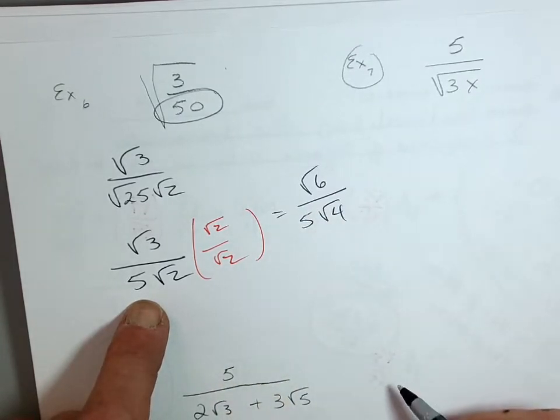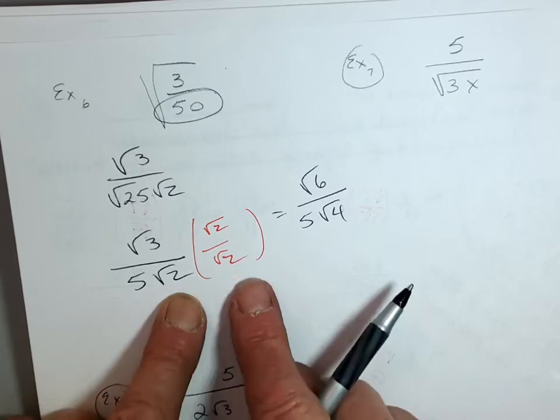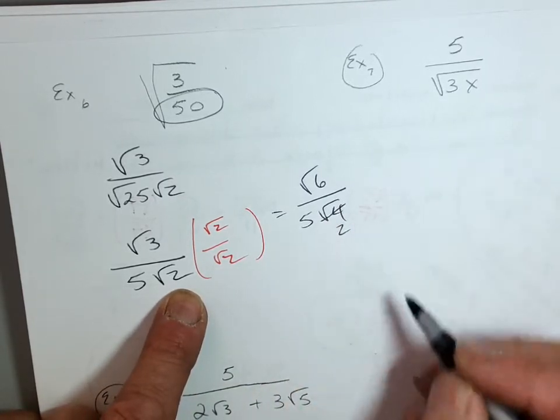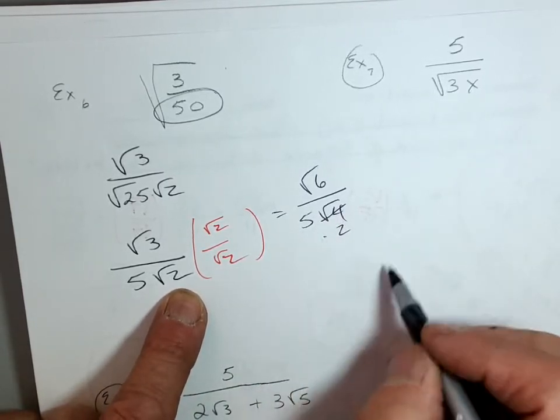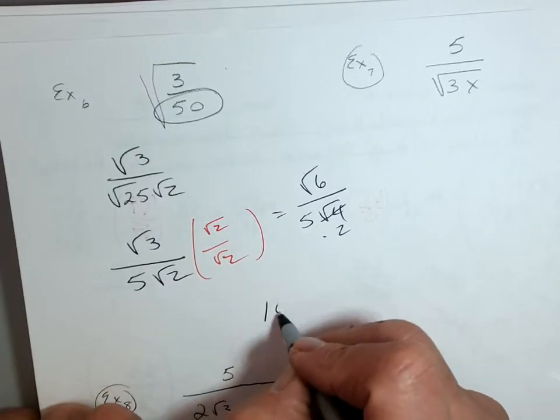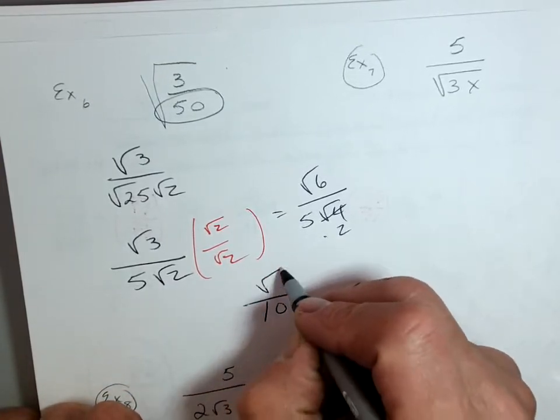4. The square root of 4 is 2. 5 times 2 is 10. 10's on the bottom. Square root of 6 is on the top.